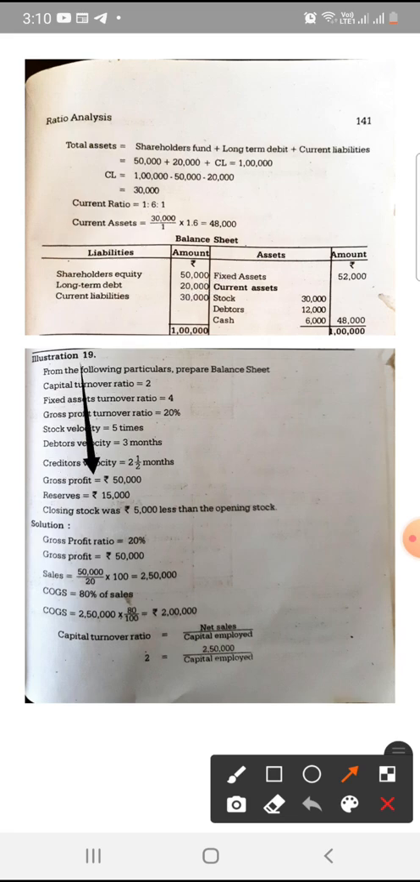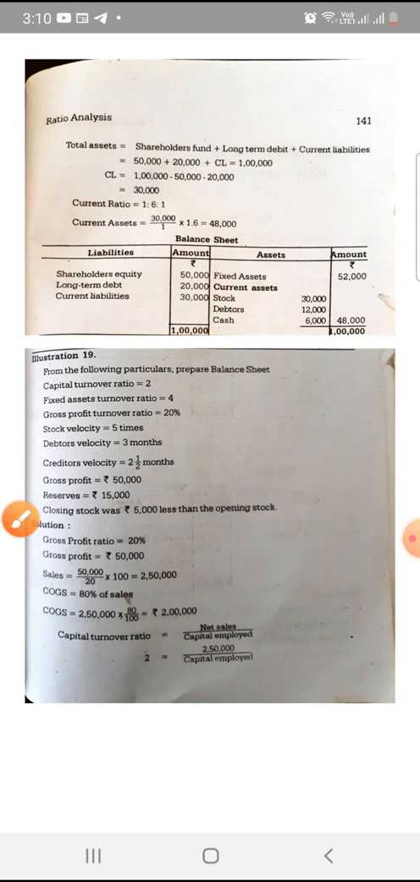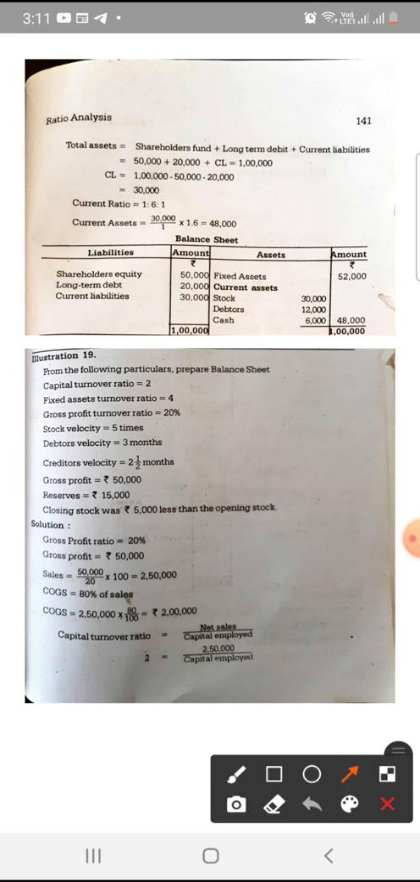Now we'll go for the next problem. What is the next problem? Capital turnover ratio is given, fixed assets turnover, gross profit ratio, stock velocity, debtors velocity, creditors velocity, gross profit, reserves, and closing stock is 5,000 less than the opening stock. All these are given. Now we will use them one by one and calculate the ratios. Once the gross profit ratio is given, you will get sales, gross profit, and cost of goods sold.